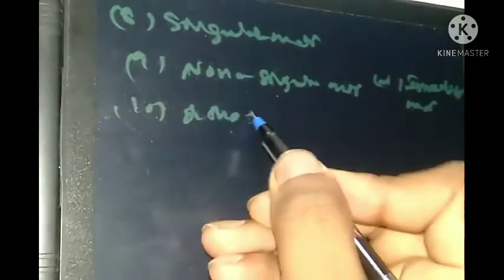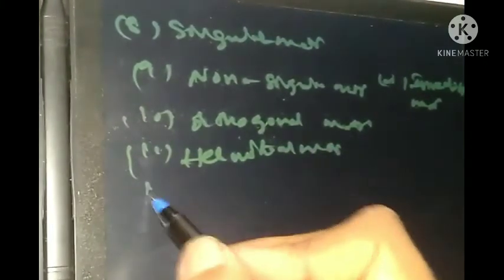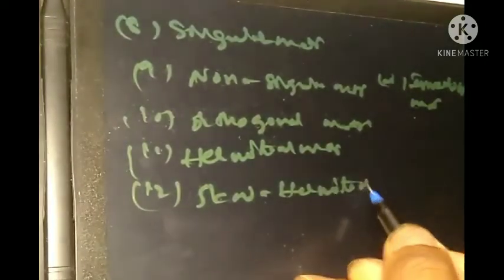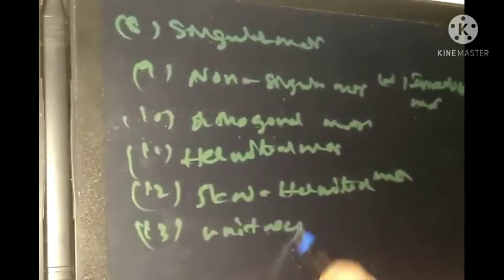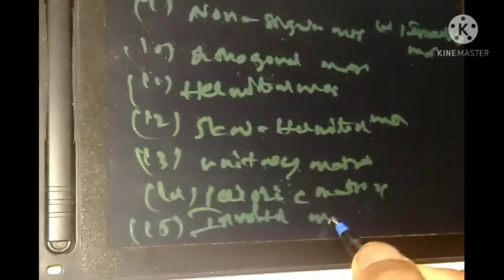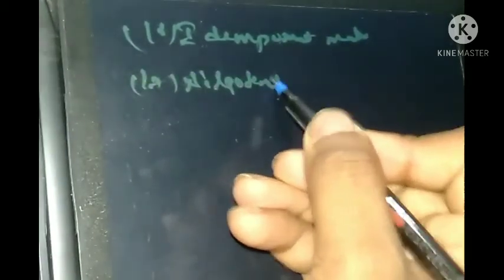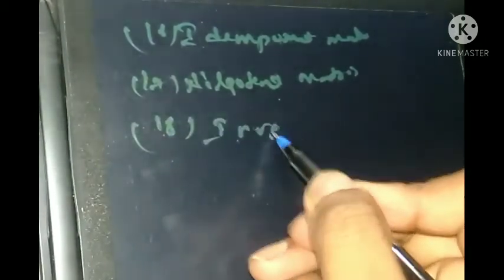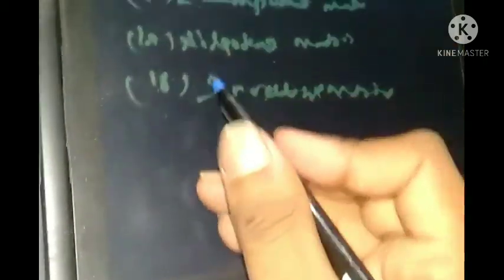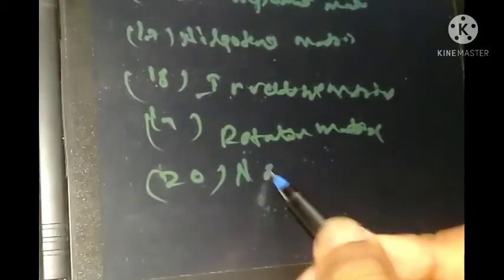The 10th one is orthogonal matrix, the 11th one is Hermitian matrix, the 12th one is skew Hermitian matrix, the 13th one is unitary matrix, the 14th one is periodic matrix, the 15th one is involutory matrix, the 16th one is idempotent matrix, the 17th one is nilpotent matrix, the 18th one is invertible matrix, the 19th one is rotation matrix, and the last one is normal matrix.